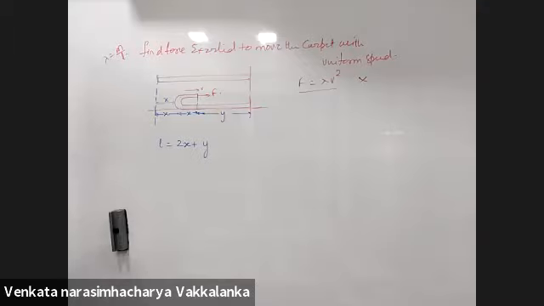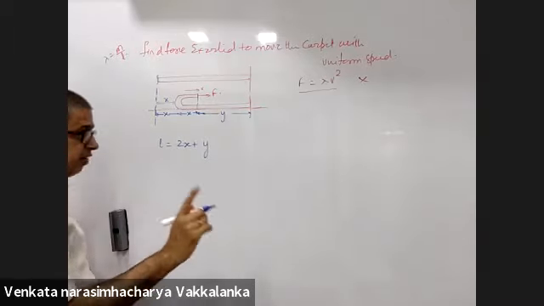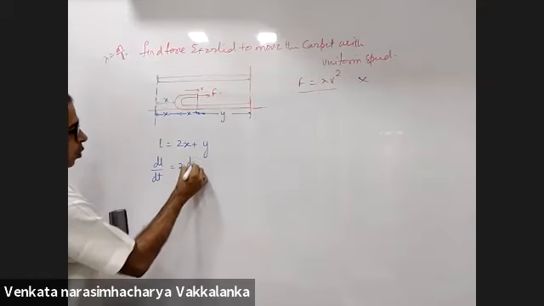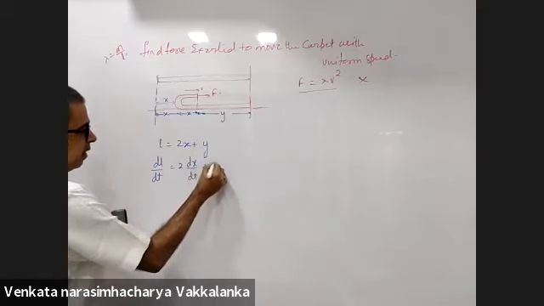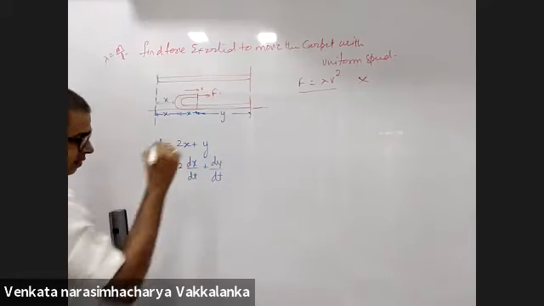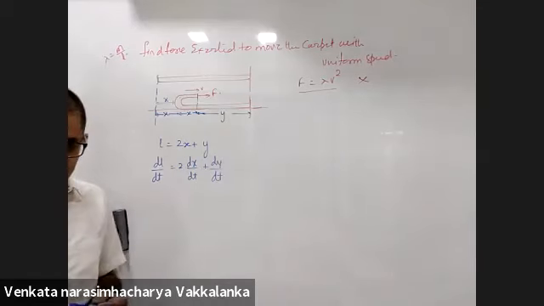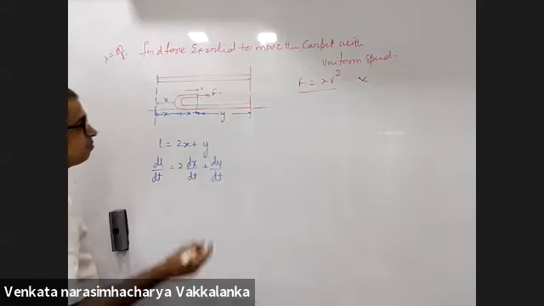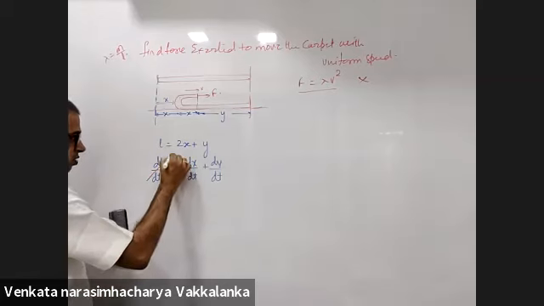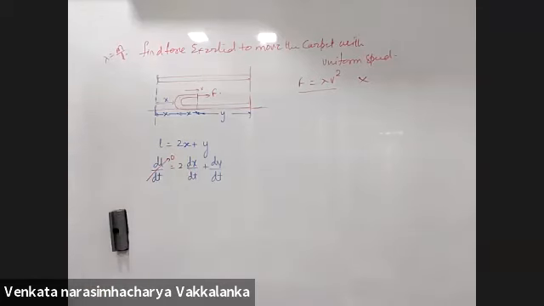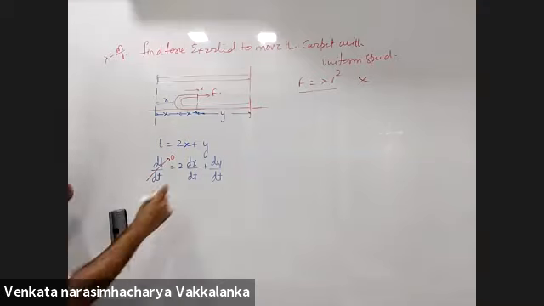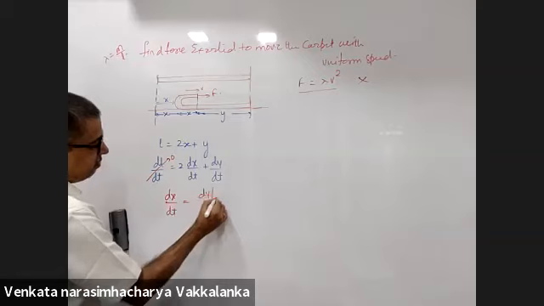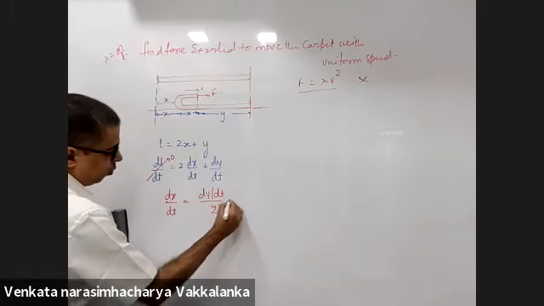Yes, sir. Now observe very carefully. dL by dt is equal to 2 dx by dt plus dy by dt. What have I done? Differentiated with respect to time. The beauty is this will be 0. Why? Uniform speed. Inextensible. So dx by dt will be minus dy by dt by 2.